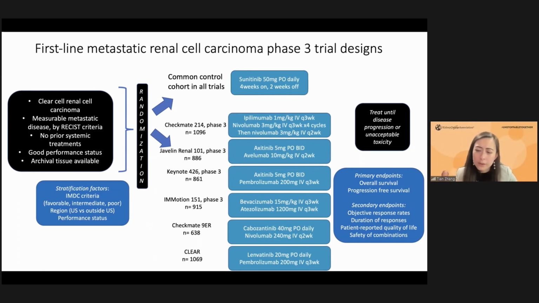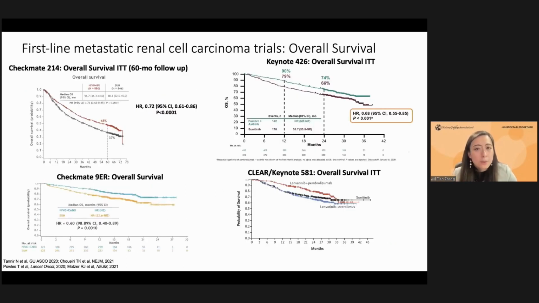And you'll hear us throw these terms around, but it's overall survival, hoping to make patients live longer, and progression-free survival, delaying time until disease progression. And so what did we see across these trials? Well, we saw that all of these immunotherapy combinations improved overall survival. It got patients to live longer.